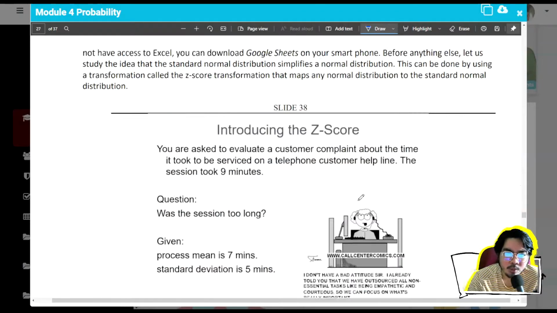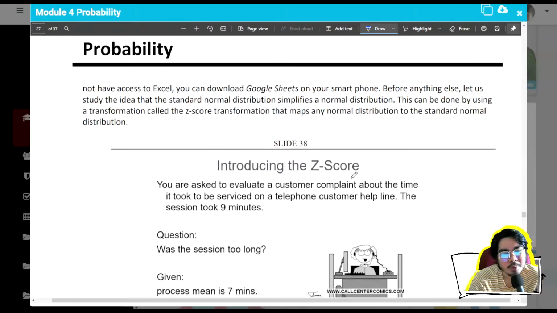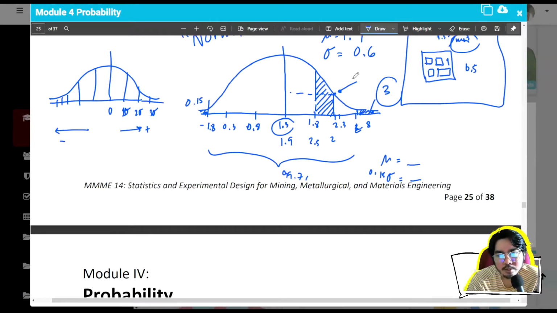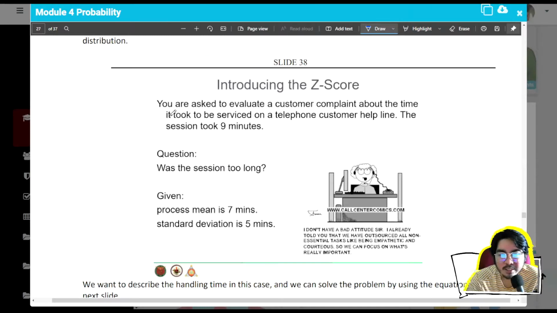And if you want, you can read this example. It is actually a good idea, it's more or less the same example I gave here, but this one is more common. You are asked to evaluate a customer complaint about the time it took to be serviced in a telephone customer helpline. Suppose you take 9 minutes. Is that too long? Too short? How do you measure if it is too long?